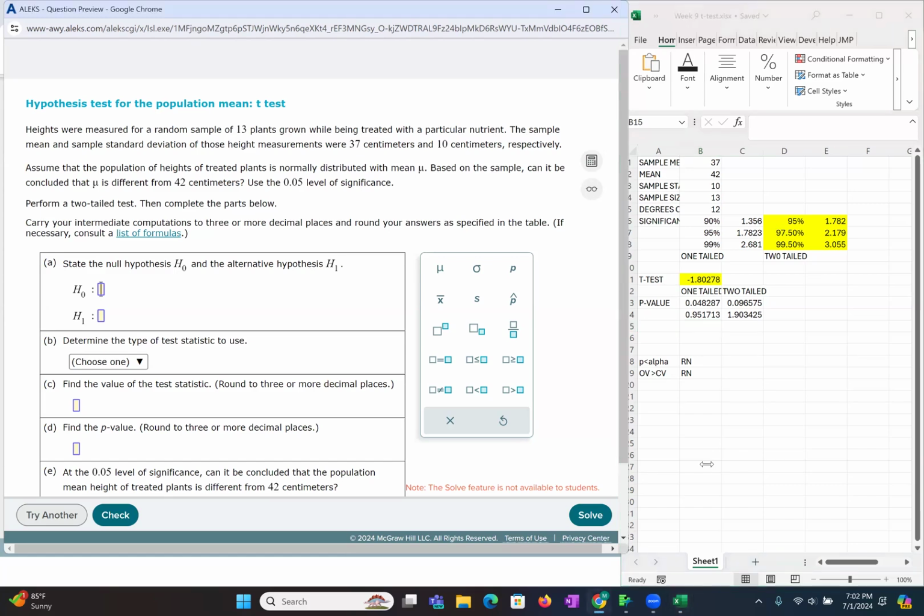Okay, so what's the mean? Mu? What is mu? 42. What is the alternative? Mu is not equal to 42. All right. So once again, the t-test and degrees of freedom, that should be 12. Okay. The test statistic?